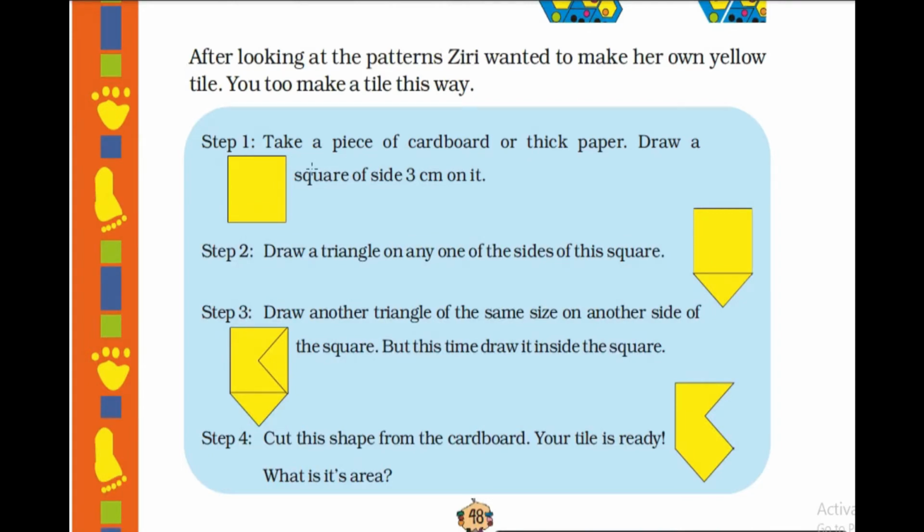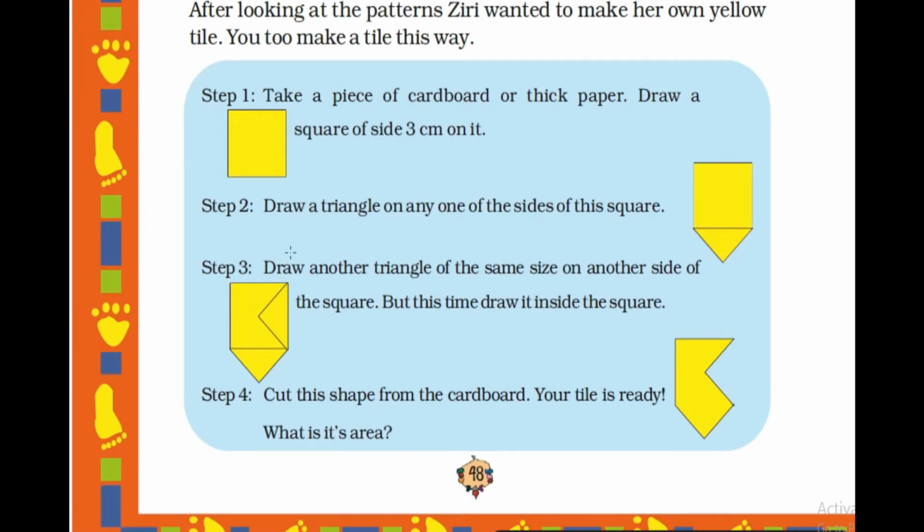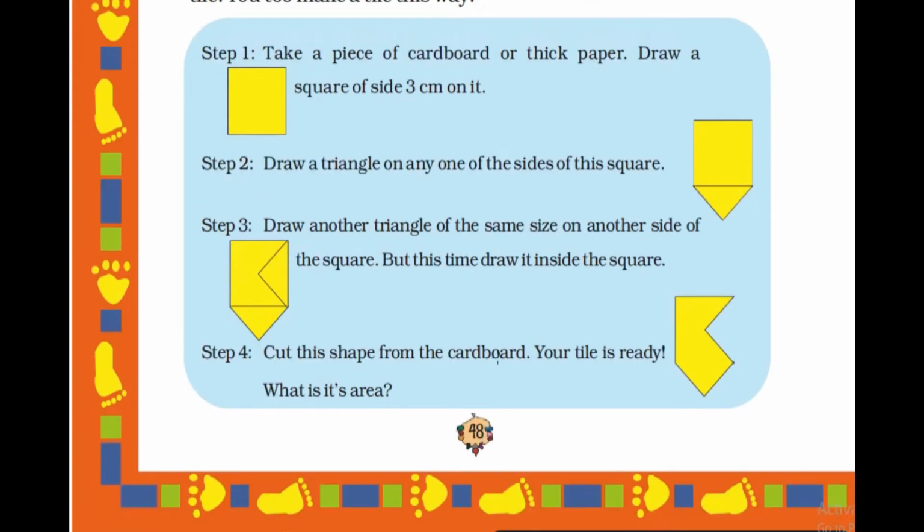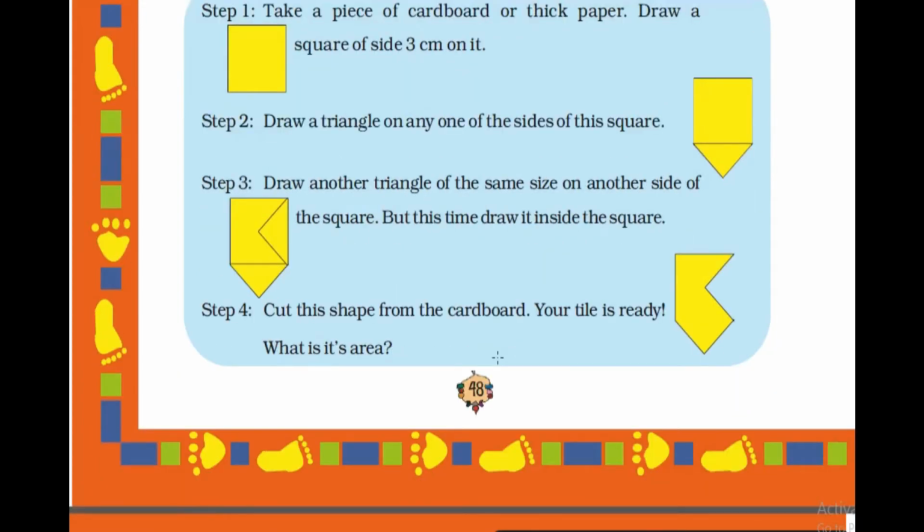First step is take a piece of cardboard or thick paper. Draw a square of side 3 centimeters on it. Okay, you have to draw a square whose side is 3 centimeters. Draw a triangle on any one side of this square. Then draw another triangle of the same size on another side of the square, but this time draw it inside the square. Cut this shape from the cardboard. Your tile is ready. What is its area? You have to find out its area.